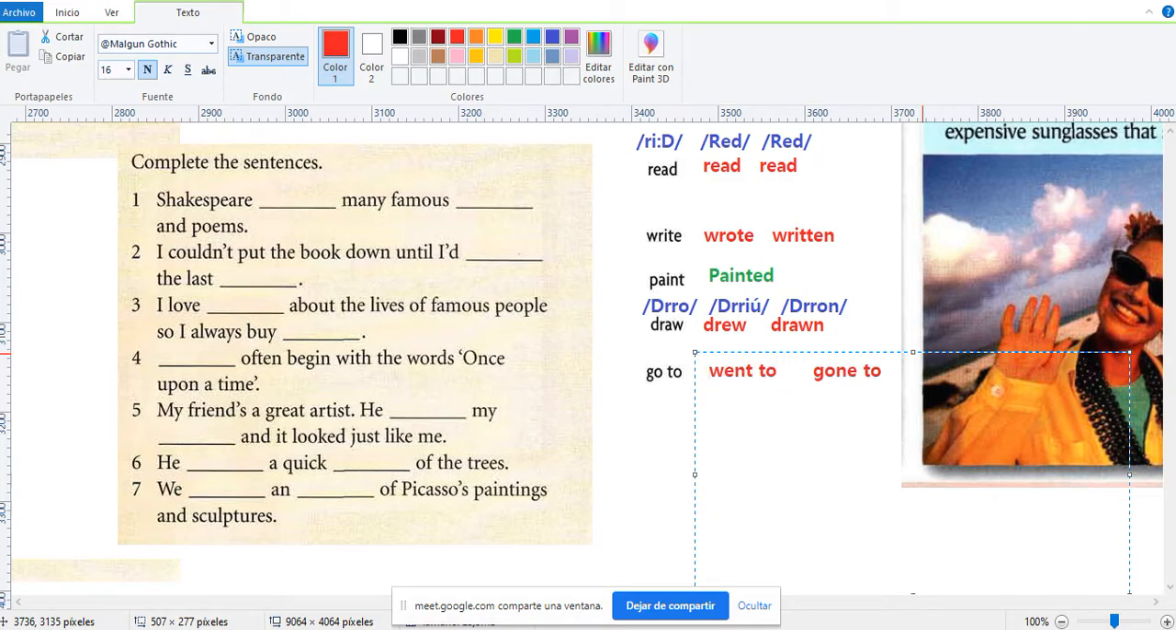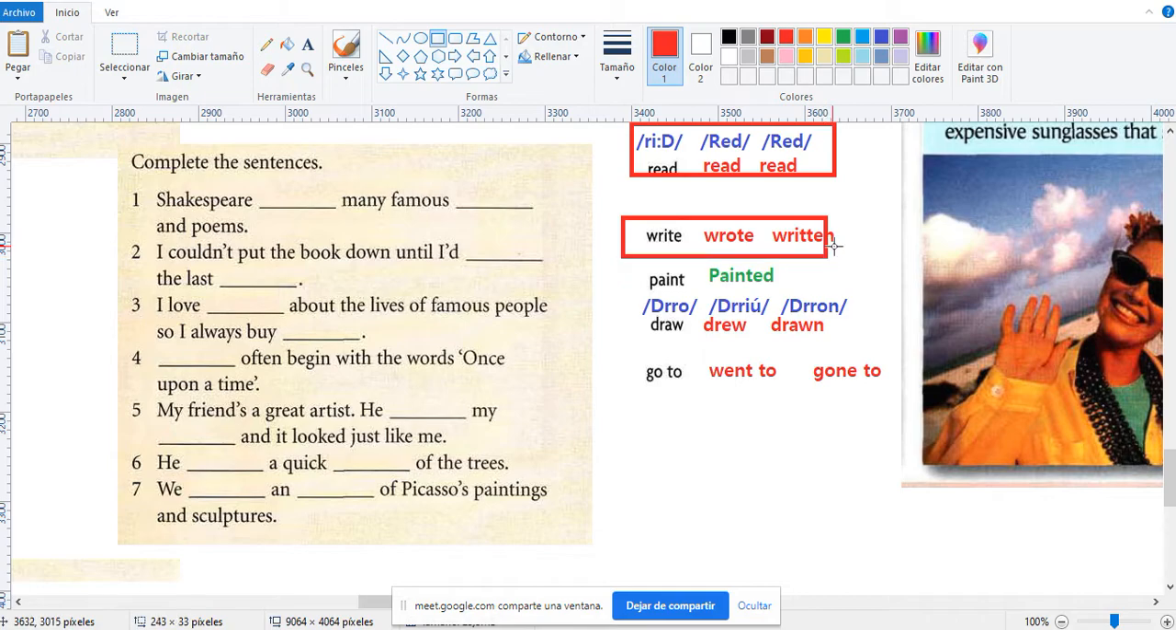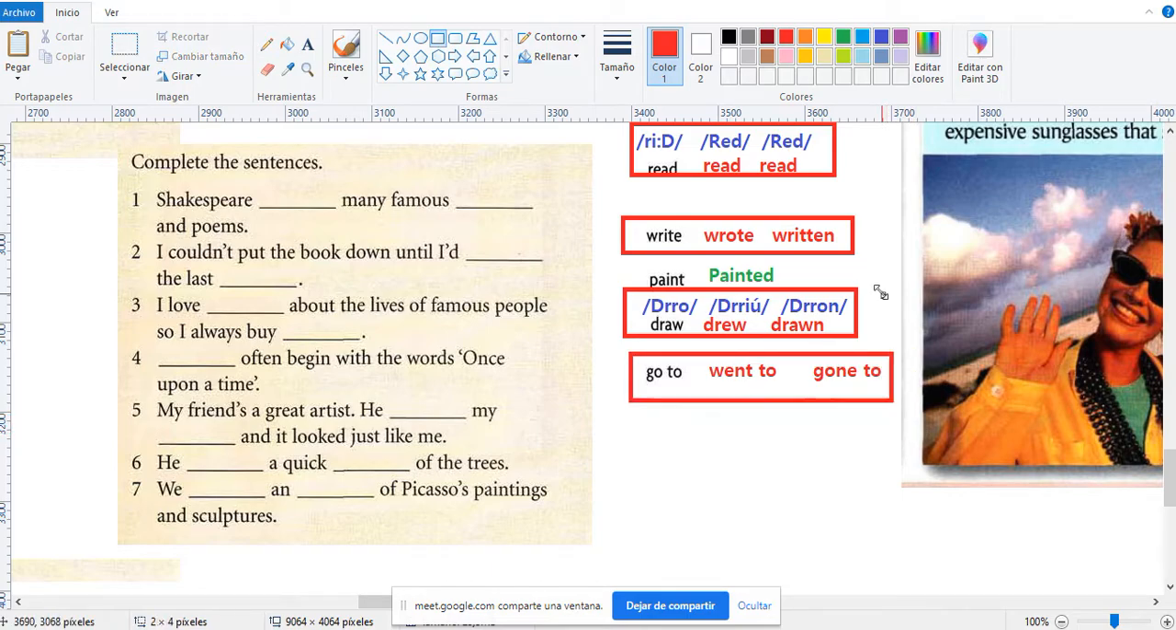Los que están en rojo entonces son irregulares, los que están en verde son regulares. Right, drawn. Ahí están los irregulares. ¿Por qué irregulares? Porque no siguen la regla de la E con la D. La ED es facilito, así que paint, painted. So read, read, draw, drew, drawn, and paint, painted, and go to, went to, gone to. Okay, so we're going to start. Shakespeare, many famous.